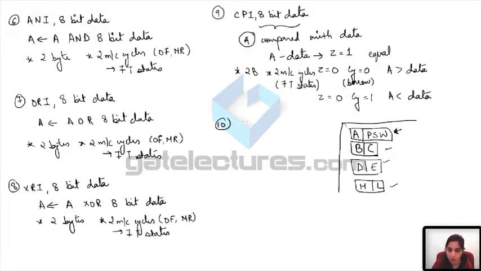So one of them that we are using in immediate addressing mode is LXI RP, 16-bit data.